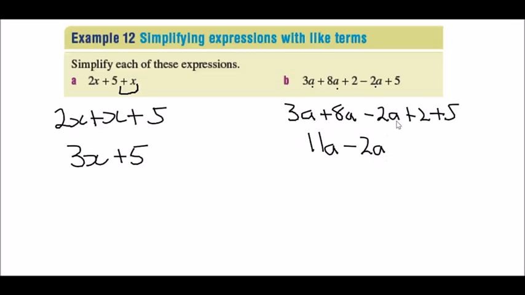I'm just going to do one part at a time. Minus the 2a there, plus the 2 plus the 5. 11a minus 2a is 9a plus, and then I can add these guys, 2 plus 5 is 7. So 9a plus 7 is what that simplifies to. Hopefully this is making sense to you.